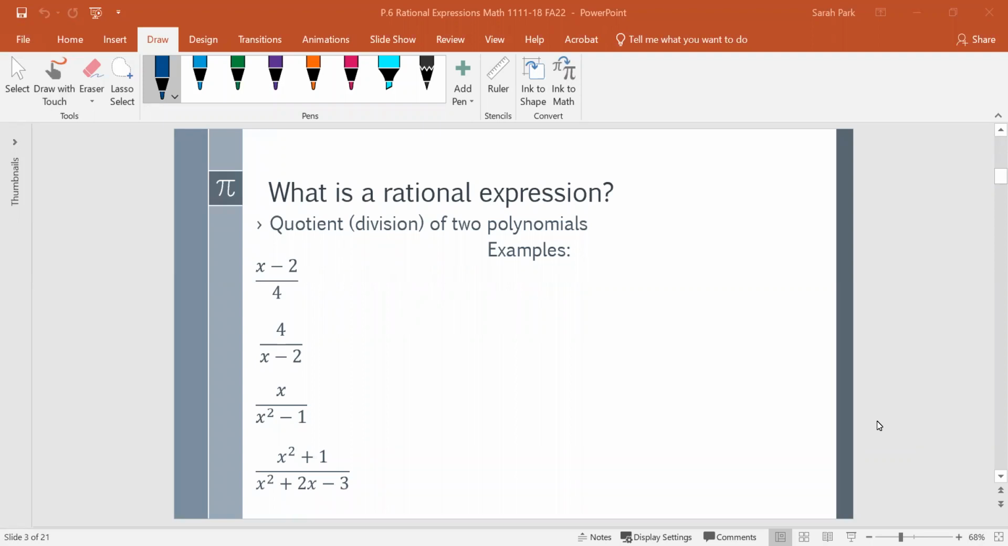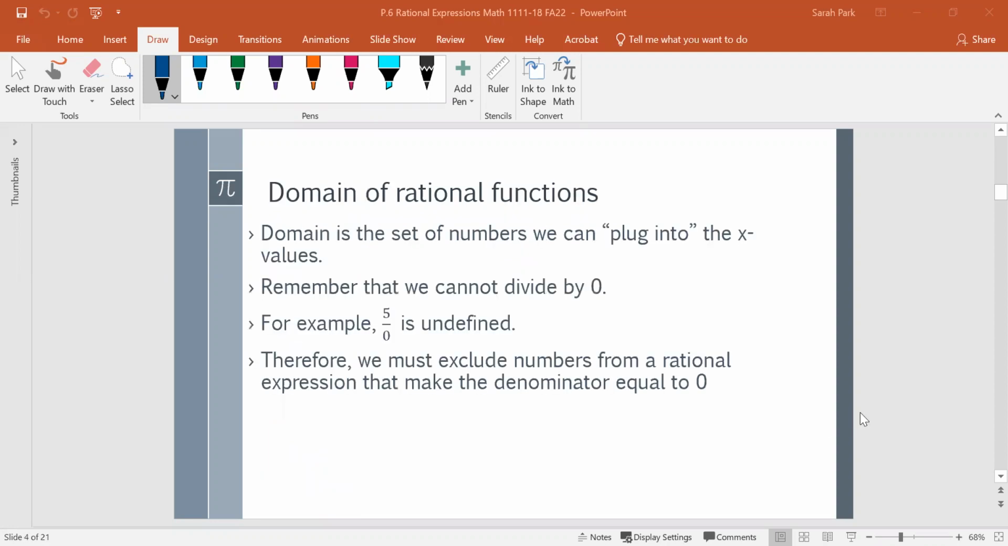It's a quotient, which just means we're taking two polynomials, which we looked at examples of last time, and dividing them. Here are some examples: 4 over x minus 2, x over x squared minus 1, and x squared plus 1 over x squared plus 2x minus 3. These are all different examples of rational expressions.